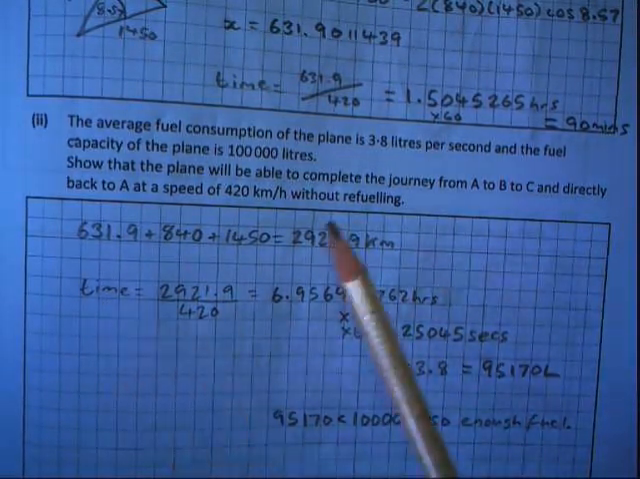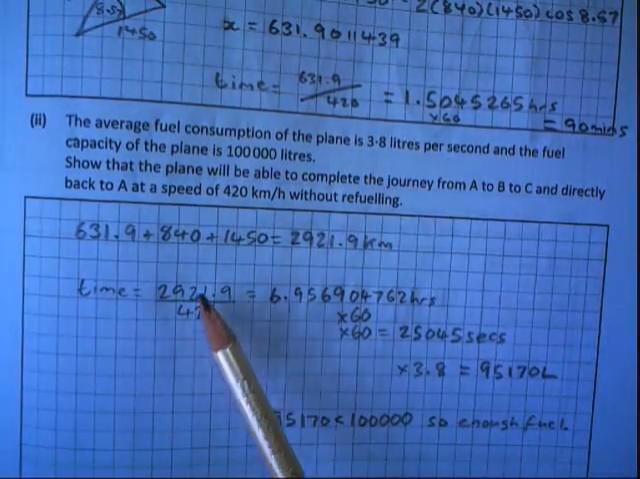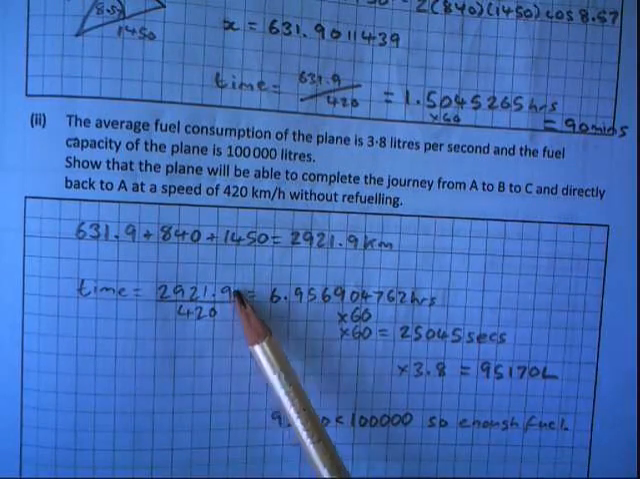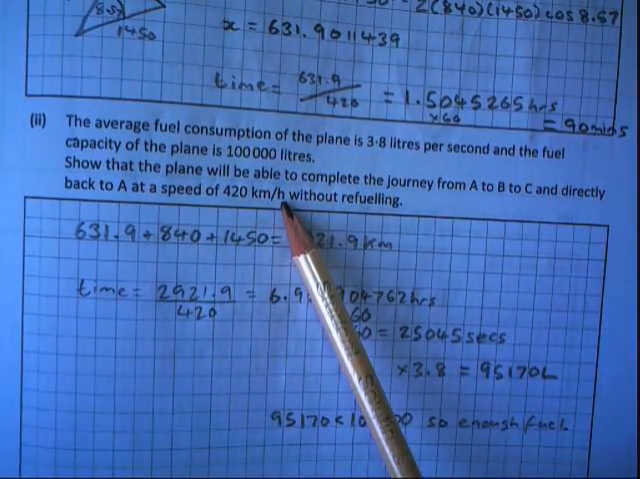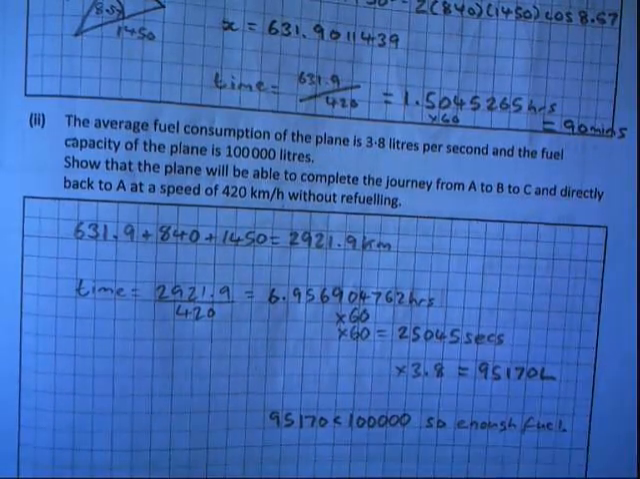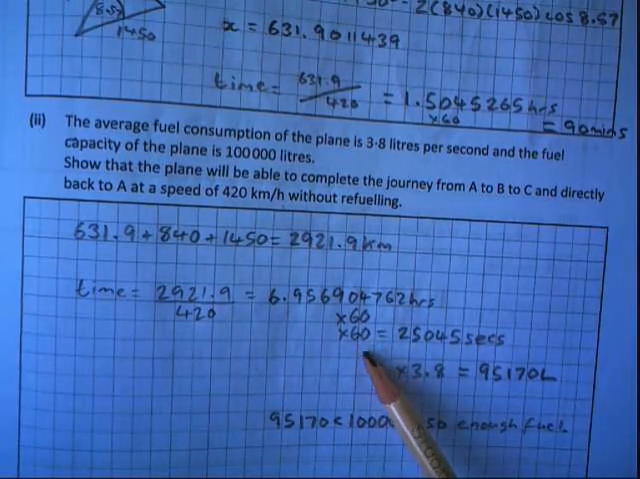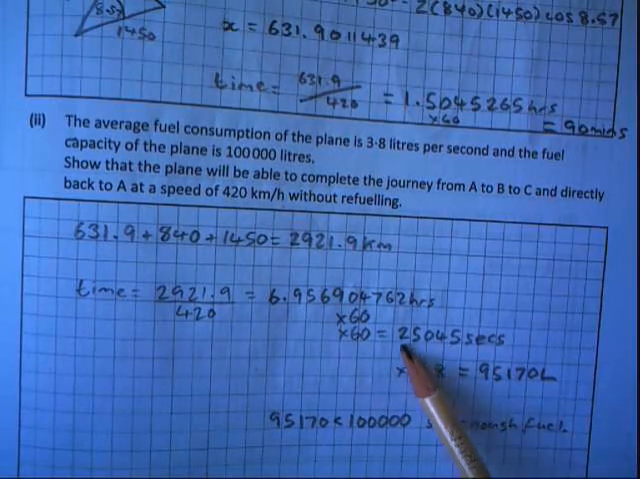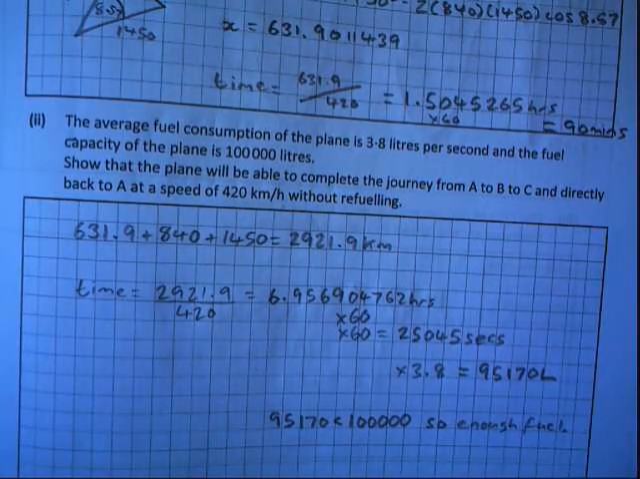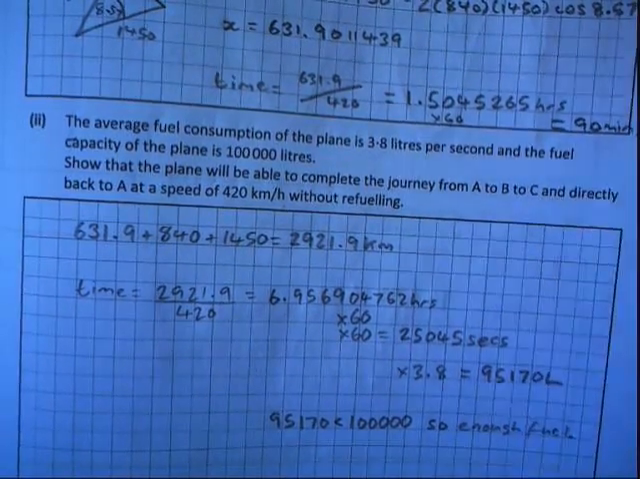And the reason why we need our time is because you lose 3.8 litres of fuel per second. This time at the moment is in hours, because the speed was in kilometres per hour. So we need this hours into seconds. So multiply it by 60 to get it into minutes, multiply by 60 again to get that into seconds. This is how many seconds the plane's in the air for, so 25,000 give or take. Multiply that by 3.8, because you're losing 3.8 litres per second, and you'll have 95,000 litres used, which is less than 100,000, so you'll have enough fuel.